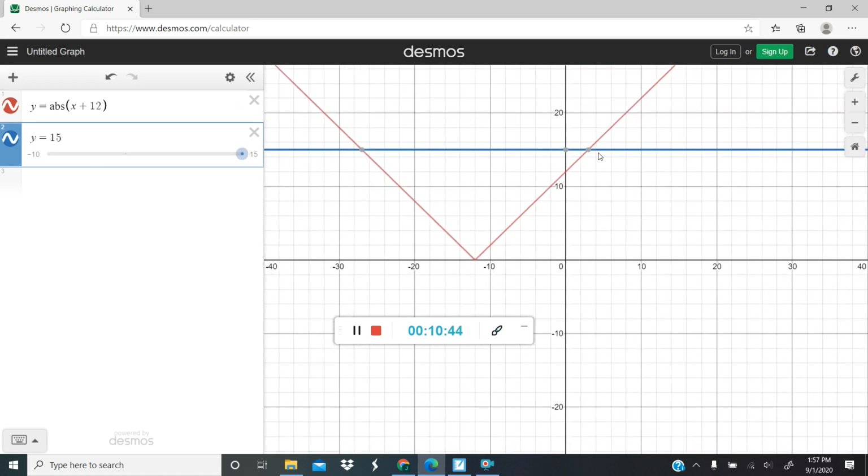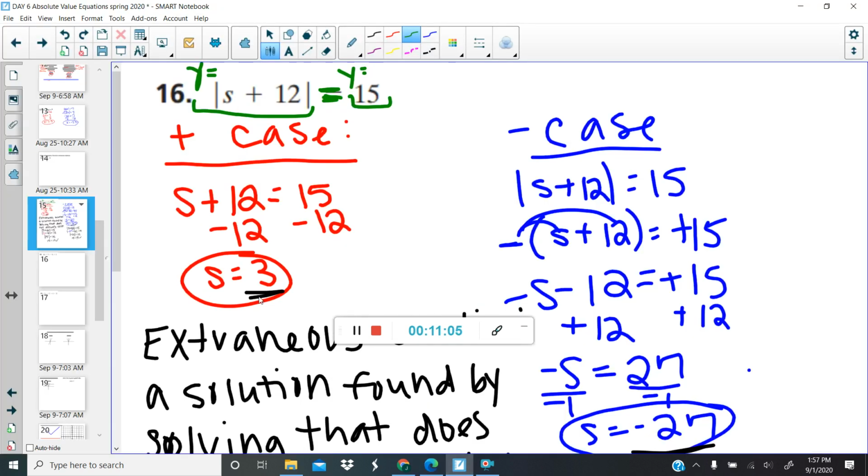And then your answers are going to be at these intersections. And so you're going to use the x values because you're trying to solve for x. So if you look right here, you have one x where x equals negative 27 and one where x equals 3. And if we come back over here, we got x equals 3 and x equals negative 27. So that's another way to double check and make sure your answers are correct.